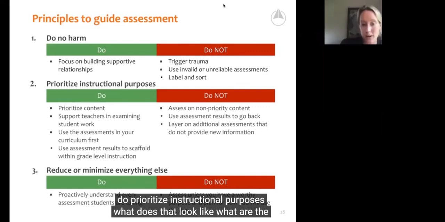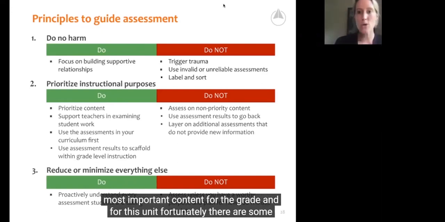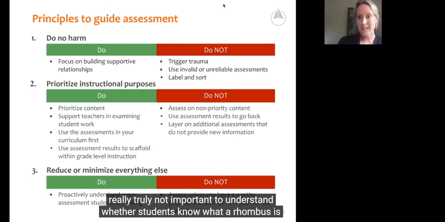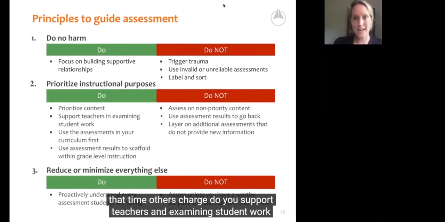Do prioritize instructional purposes. What does that look like? What are the strategies to do so? 1, prioritize content. Get very clear on what is the most important content for the grade and for this unit. Fortunately, there are some great resources we're going to share in a minute that help do that. But it is really, truly not important to understand whether students know what a rhombus is in order to teach ratio. And so assessing on that is actually an opportunity cost for that time.